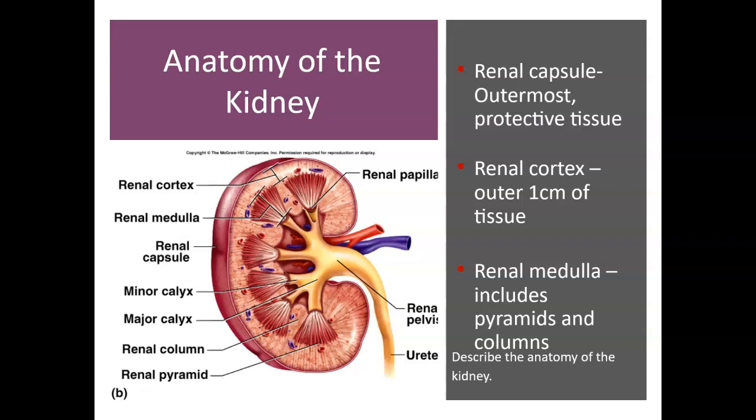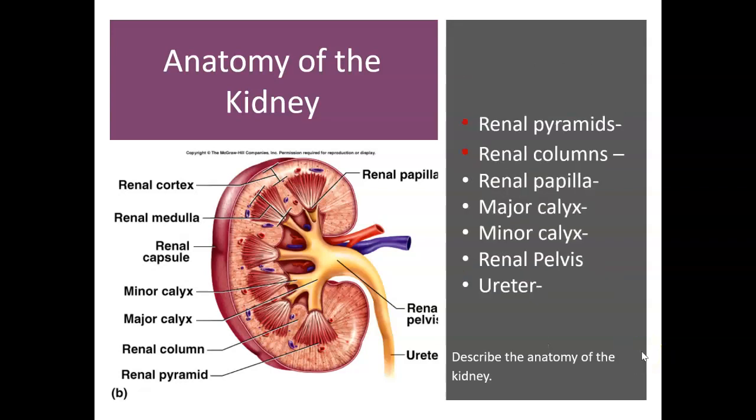The outermost part is called the renal capsule, which is a tough, protective connective tissue layer. Next, we find the renal cortex, and deep to that is the renal medulla that contains the renal pyramids and the renal columns. The renal pyramids are the triangular-shaped structures, and the columns are the spaces between them. At the base of the pyramids, you'll find the renal papillae. This is where the urine will pass through from the collecting ducts that I'll discuss shortly.